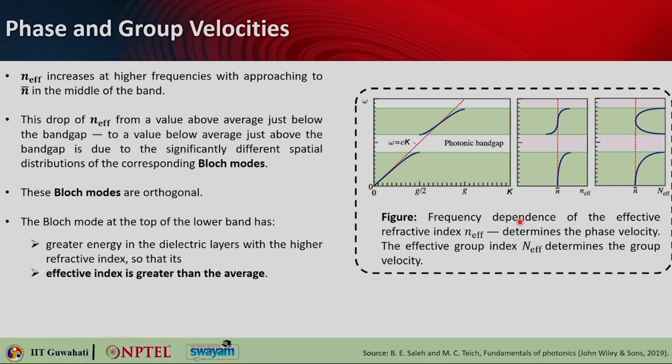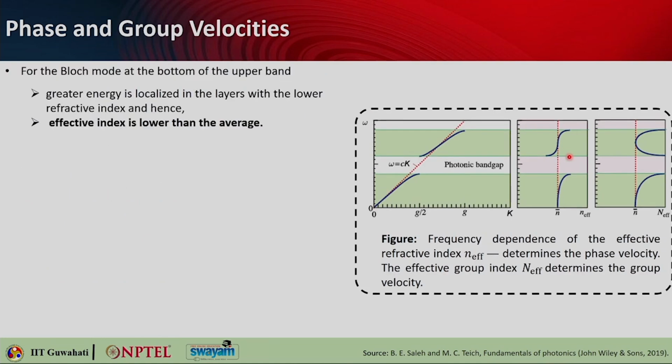Now, the Bloch modes at the top of the lower band have greater energy in the dielectric layers with higher refractive index, so that the effective index is basically greater than the average. And if you look into the Bloch modes at the bottom of the upper band, it will be reverse. It means in that case greater energy is localized in the layers which are having lower refractive index, and that is why the overall effective index is lower than the average. So, these are like two different mode configurations for the two different Bloch modes which are present here and here.